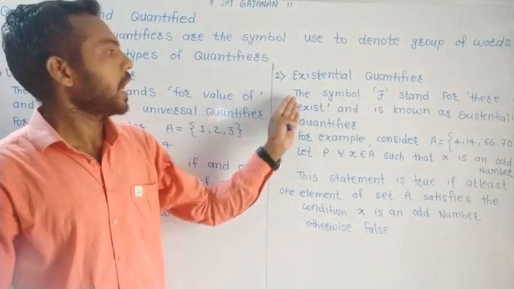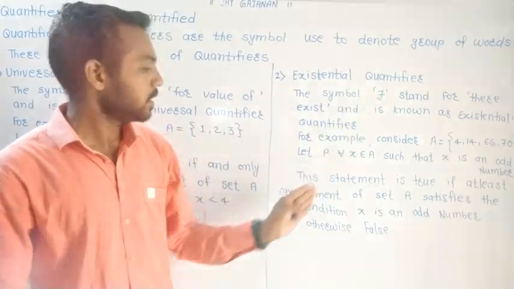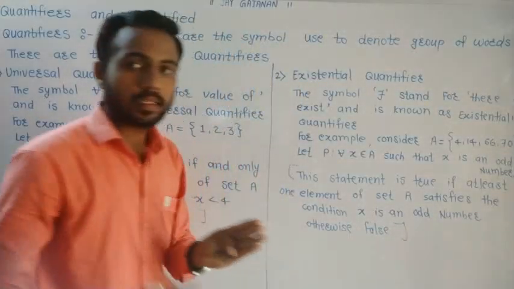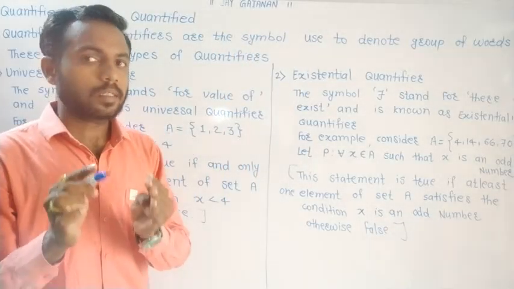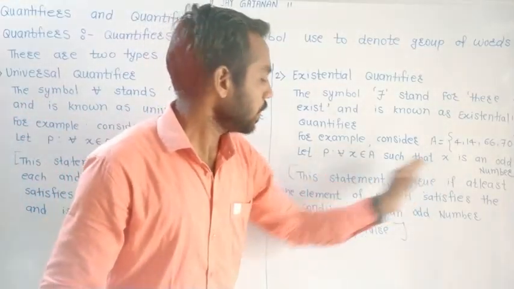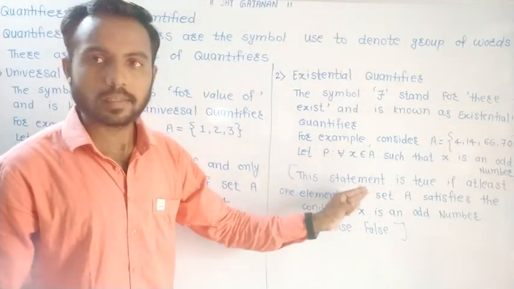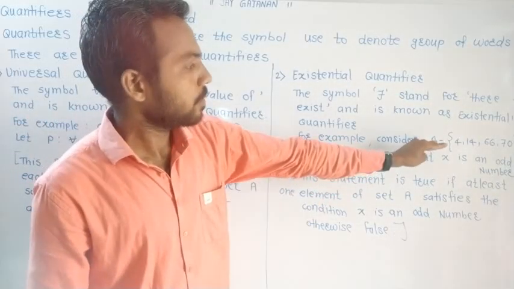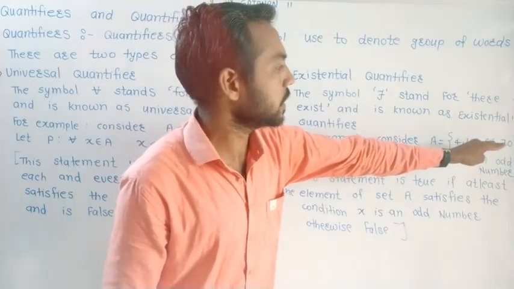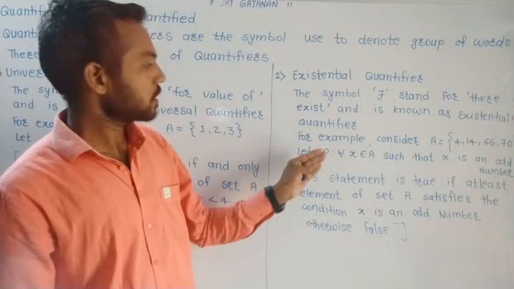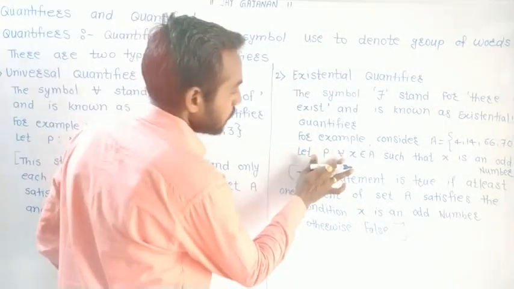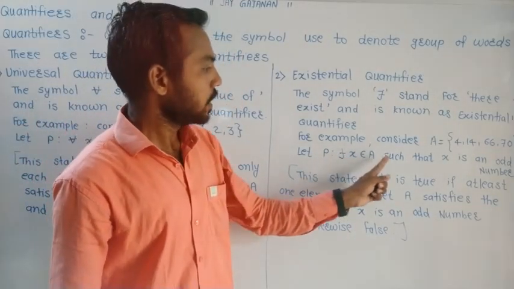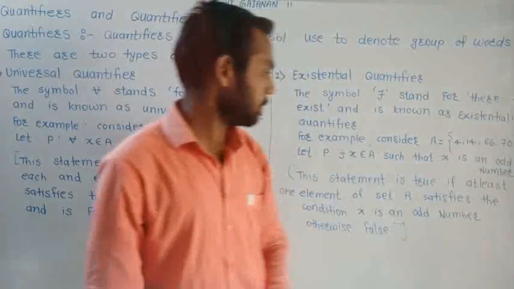It means whenever we have the symbol there exists, we will use this condition to determine whether the statement is true or false, and the condition is the statement is true if at least one element of set A satisfies the condition. Now here we have a set A with elements 4, 14, 66 and 70 and a statement: there exists x belonging to A such that x is an odd number.